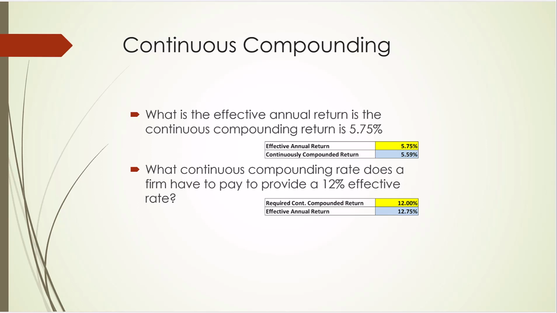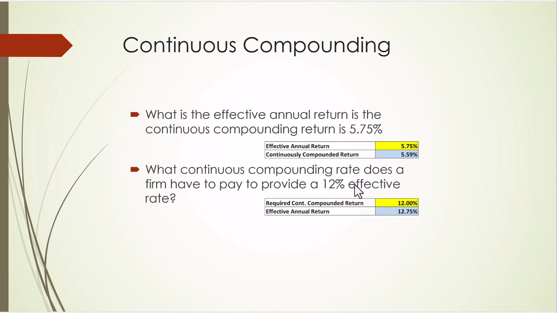So if you know what the effective rate is, if we say it is 5.75%, what is the continuous compounding rate? 5.59%. It's going to be a little bit less than the effective rate because it's going to compound instantly, so it's going to grow more frequently.